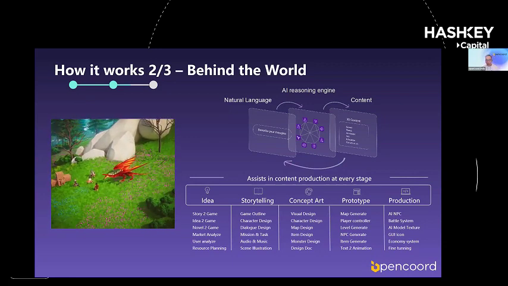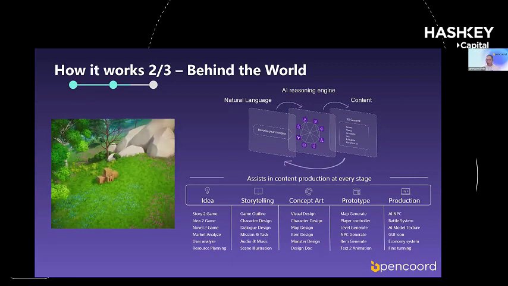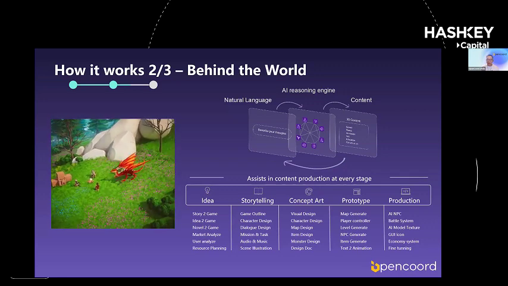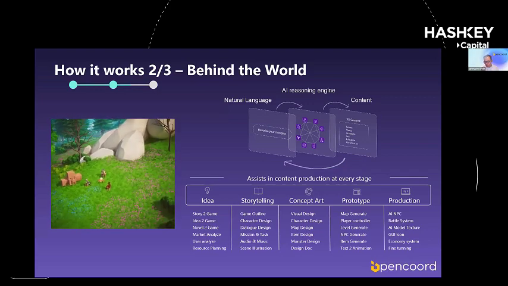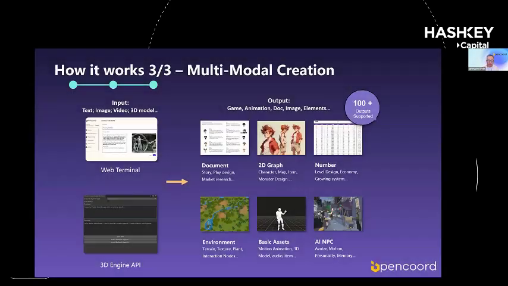The OpenCoord AI Engine offers a unique 3D creation solution. It assists creators to use natural language to generate and refine their content across different development stages. Creators can integrate OpenCoord into their existing workflow without changing anything, and they can use our web terminal or API to create. It supports different formats of input and output, which covers most developers' demands, such as a design doc, concept art, 3D map, animation, or they can just create a whole game from scratch.